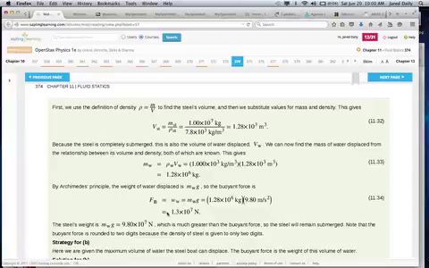If the buoyant force is equal to the weight of the water displaced, then you have a force upward on the steel of 1.3 times 10 to the 7 newtons from the buoyancy of the water pressing upward on the steel, but you have gravity pulling downward at 9.8 times 10 to the 7 newtons. It's going to sink.